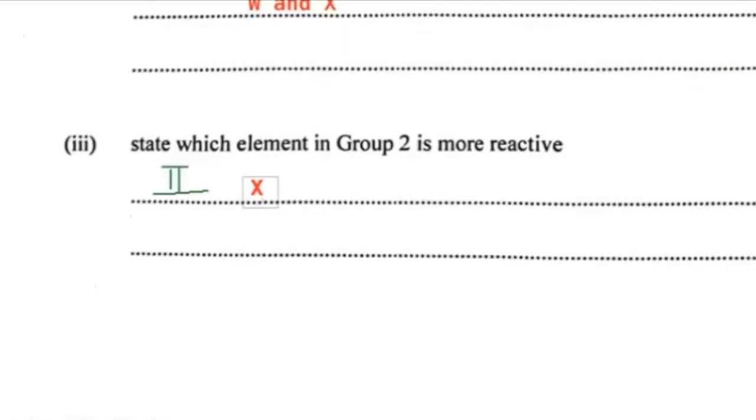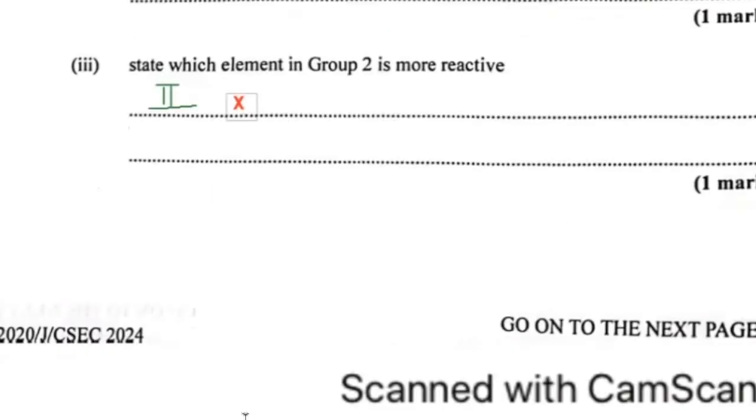All right, state which element in group 2 is more reactive. Now we know reactivity increases down the group for metals.